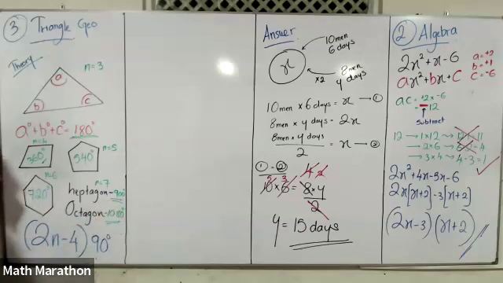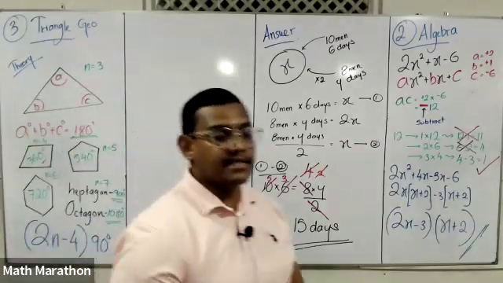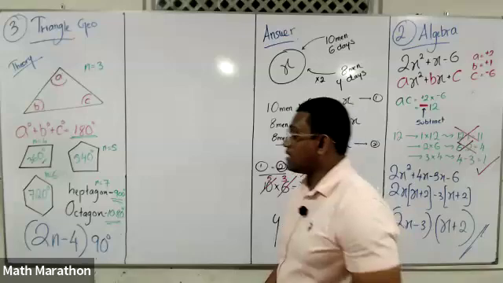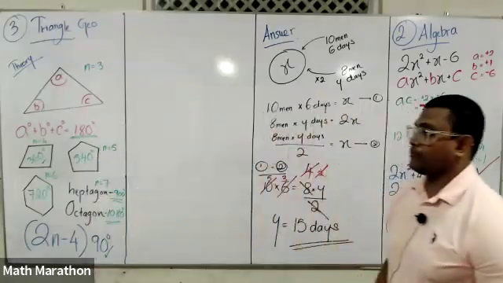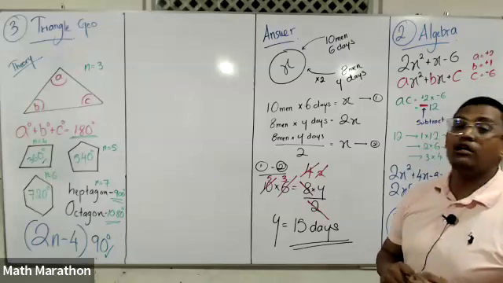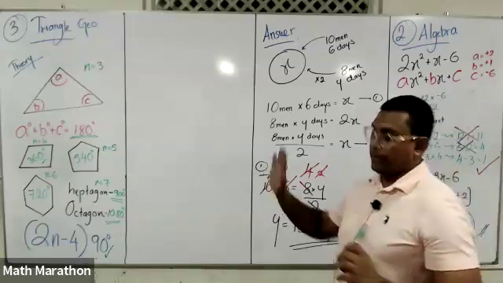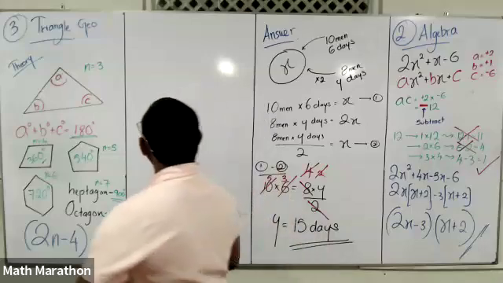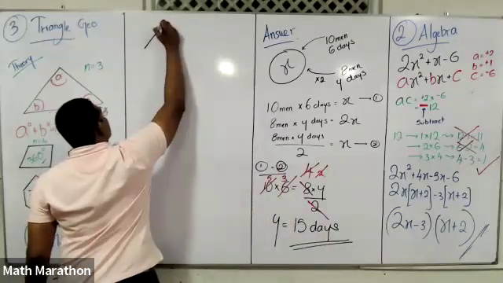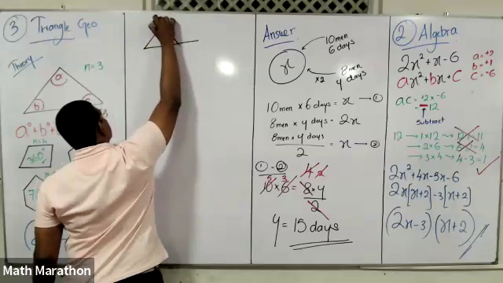Likewise, even for 20 sides, 24 sides, 30 sides, 36 sides, you can find the answer by this formula. Clear? It's very important that you know it. You can never say you don't know. Okay, this is for internal angles. What do you do for external angles? We'll take a triangle.